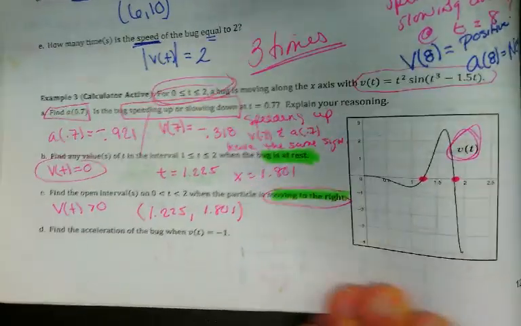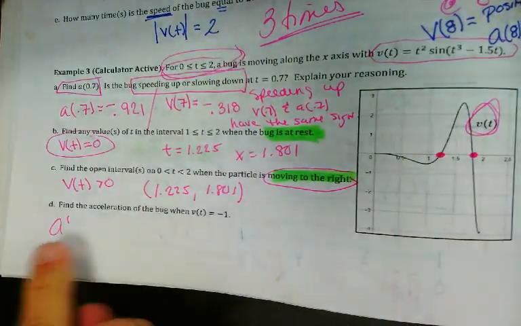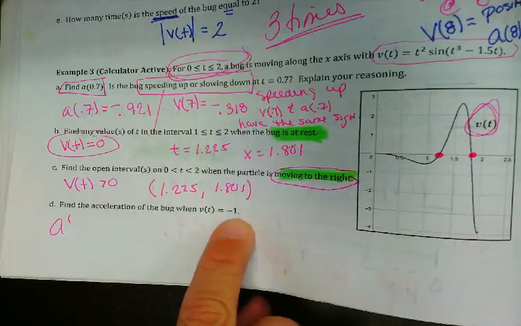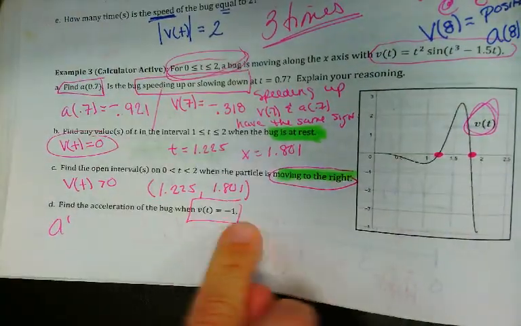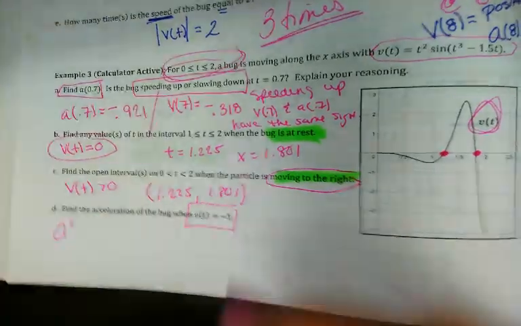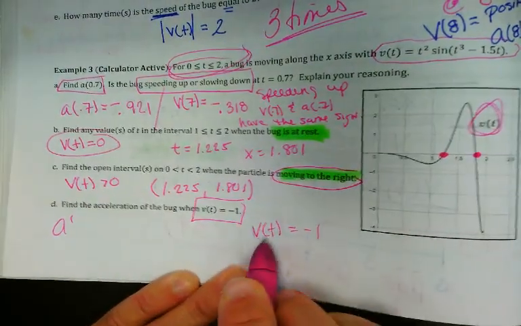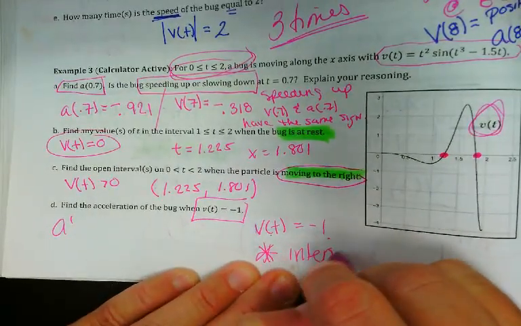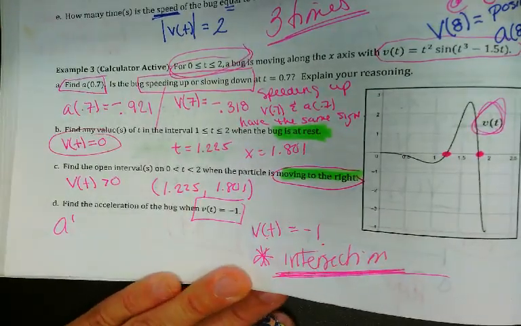All right, letter D. Find the acceleration, so I clearly want the acceleration, when the velocity equals -1. They don't come out and tell it to you, they're going to make you work for it. I first have to find when the velocity equals -1. So I want to see when v of t equals -1. Anytime two things are equal, make a reminder for yourself, you are looking for an intersection. You do a lot of intersections. Anytime two things are equal.